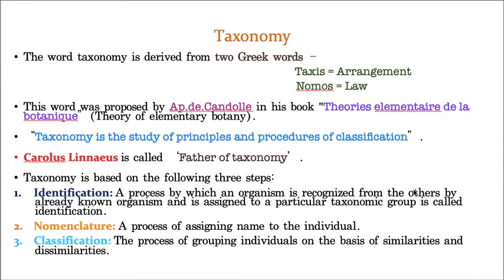Taxonomy. This word taxonomy is derived from two Greek words: the first one is taxus and the second one is normus. Taxus means arrangement and normus means law. This particular word taxonomy was given by a famous scientist. His name is A.P.D. Candolle.